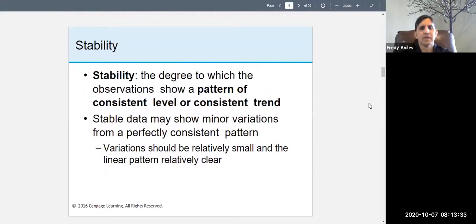Stability. Stability means the degree to which the observations show a pattern of consistent level or consistent trend. Stability means basically that there isn't really much of a change in pattern. You see the same pattern, okay? Stable data may show minor variations from a perfectly consistent pattern. So you can have some changes here and there, but they're not big changes. Variation should be relatively small and the linear pattern should be clear.